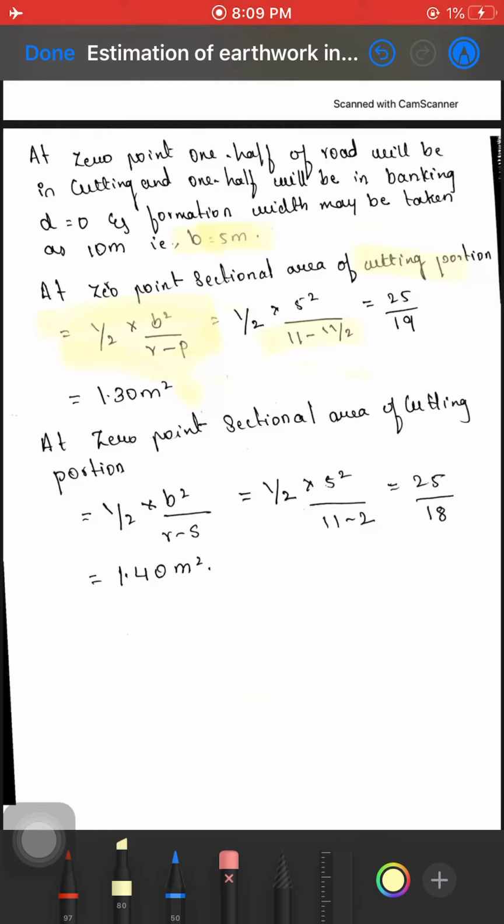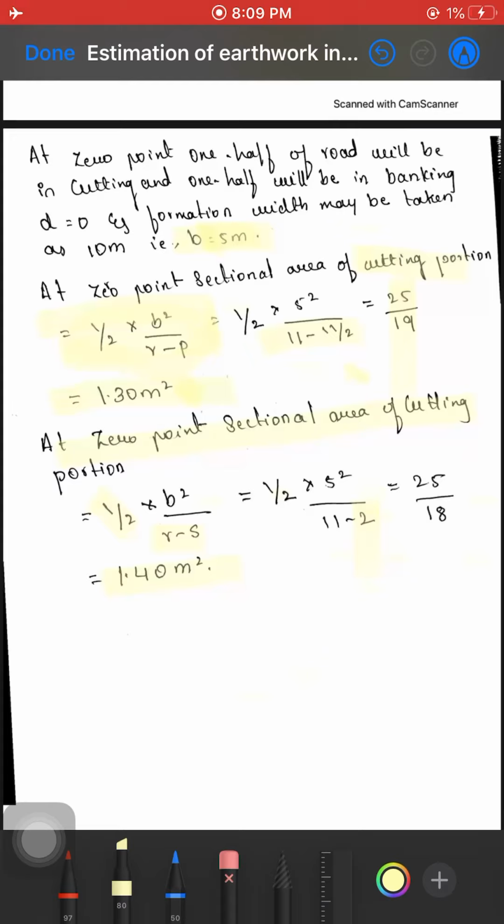Okay, so 1.5 I've taken because in the question they have mentioned that the side slope in cutting is 1:1.5. So it will be 25 by 9, 1.30 meter square approximately. Now at the 0 point, the sectional area of the cutting portion will be half b square divided by r minus s, so that will be half 5 square divided by 11 minus 2. This is in banking. Okay, side slope in banking, so it will be 25 divided by 18, 1.40 meter square.